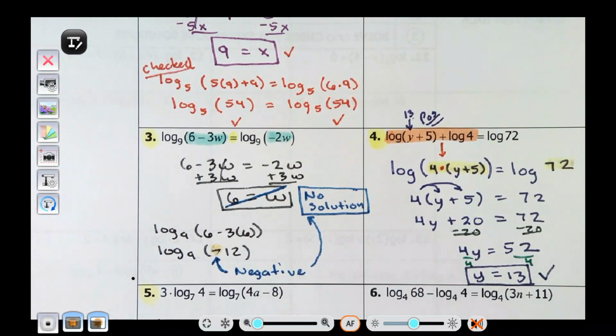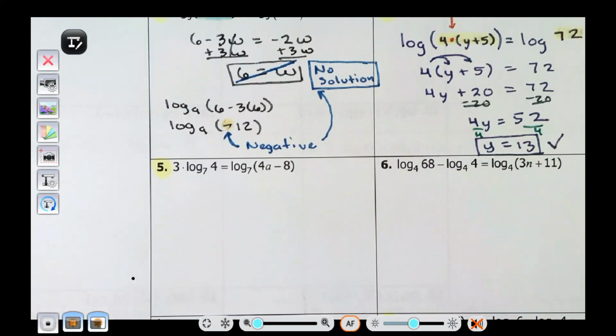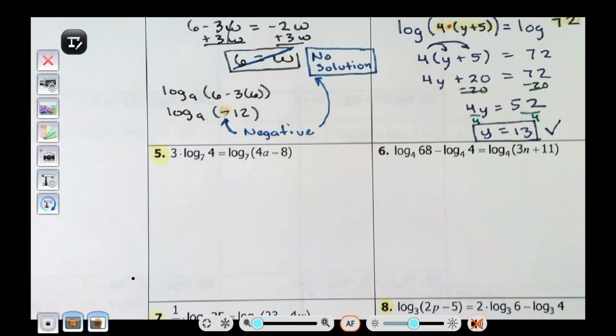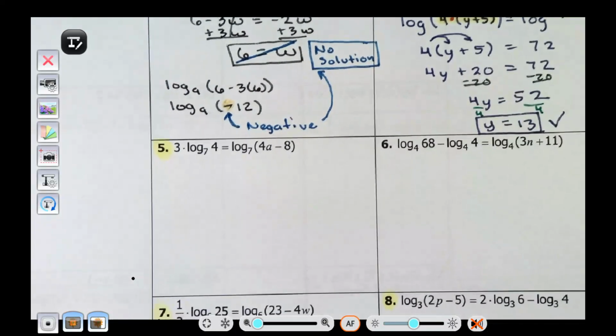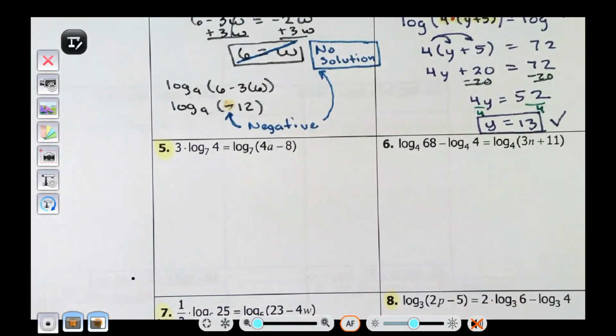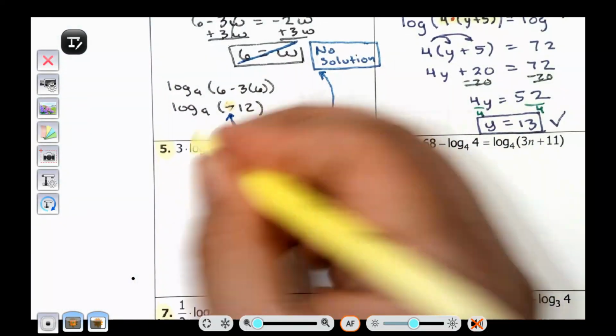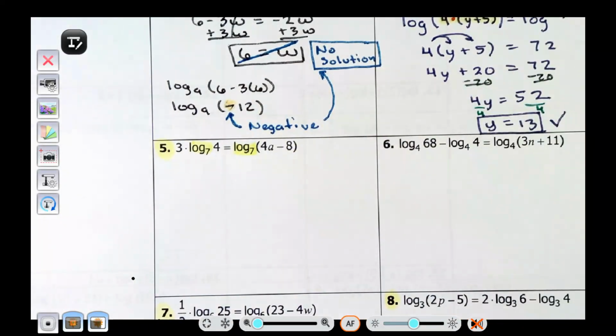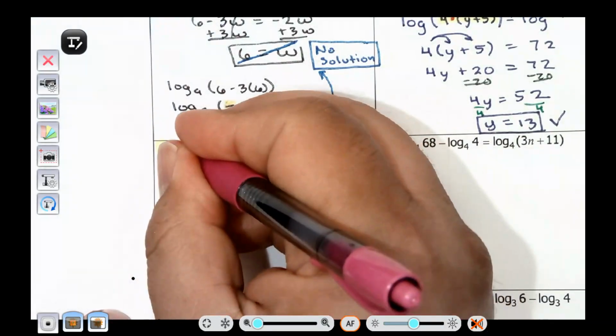All right, let's try 3 more here. I know there's 8, but let's try these. There's something kind of interesting on each one. Now, on this one, you might look at it and say, oh, it's ready. I've got a log base 7 and a log base 7. I have one log on each side, but it's not ready because of the number 3 in front.